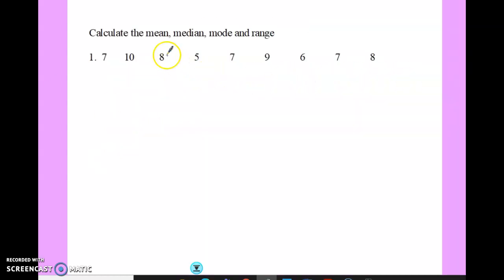We want to find the mean, median, mode, and range. I'm going to start with the median. To find the median, first thing I need to do is put these into order. So my smallest number is 5, then 6, 3 sevens, 2 8s, a 9 and a 10.